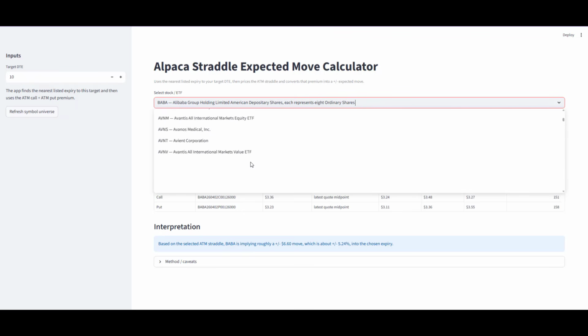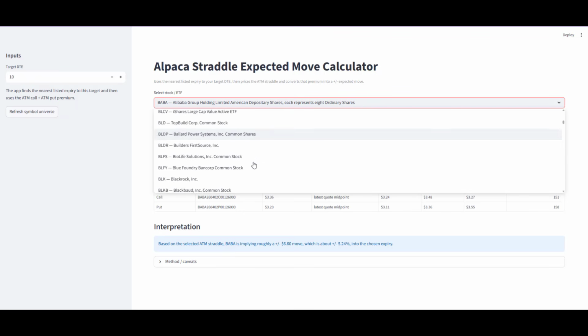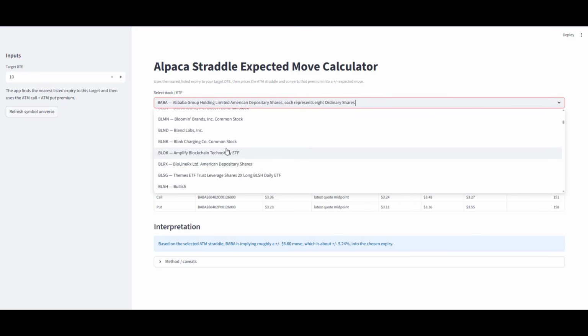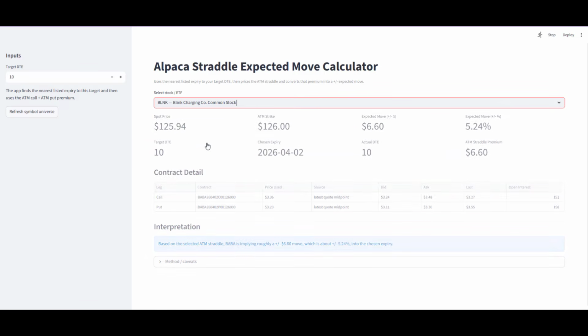So take another example. Let's spin the wheel all the way through. I don't know. Blink Charging. Let's have a look at them. 10 days. Expected move 0.21 cents. 35% move in the price. So small stock, maybe not the greatest example to use, but in 10 days it's expected to move quite a lot in either direction, mind. So please be aware that that's not just saying it's going up, it could go down that way as well.